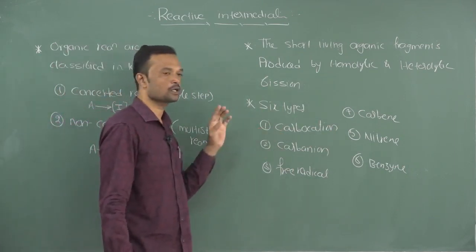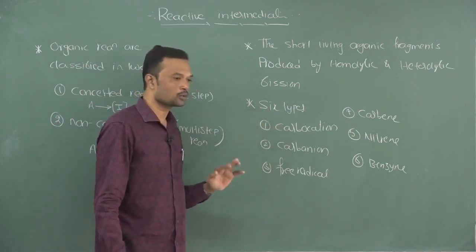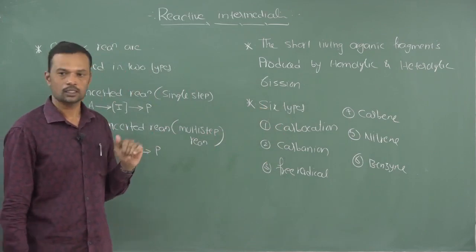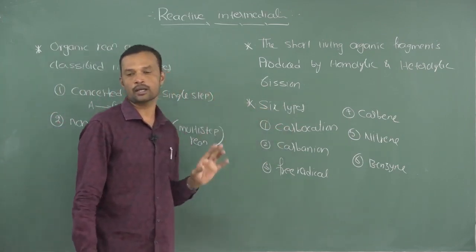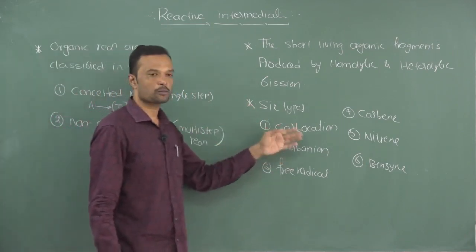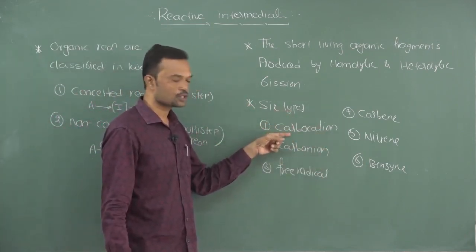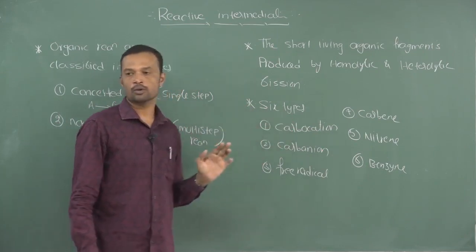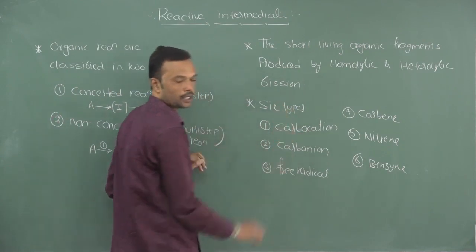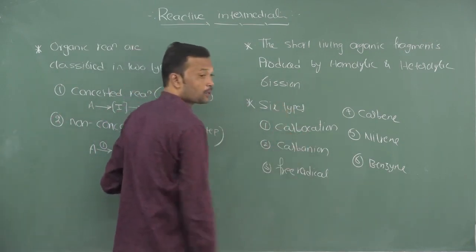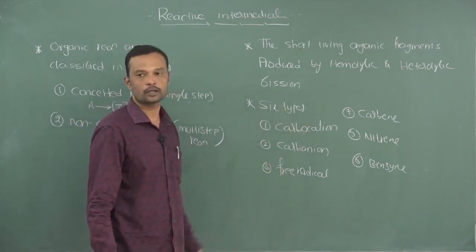For every intermediate, first we will learn about its structure. After learning the structure, we learn how to generate it, how to stabilize it, followed by its corresponding detection methods, and finally its chemical reactions. So for every intermediate we are going to learn 5 properties. First is its structure, then generation, stability, detection, which means how to identify this intermediate in a chemical reaction, and finally the chemical properties of the intermediate.